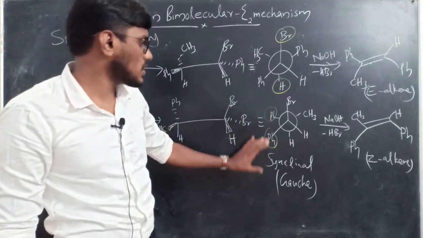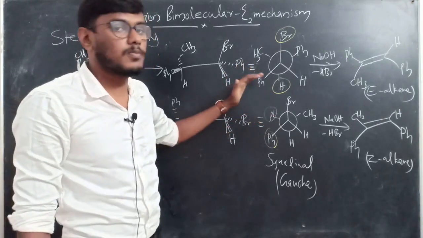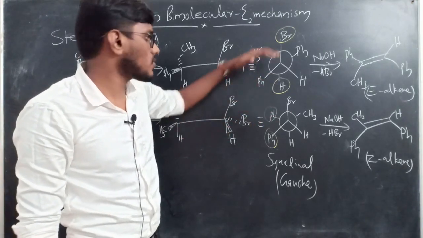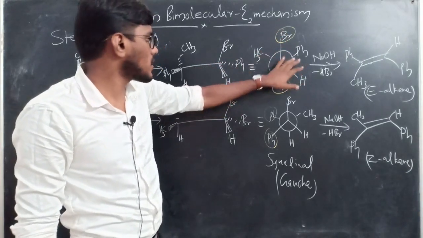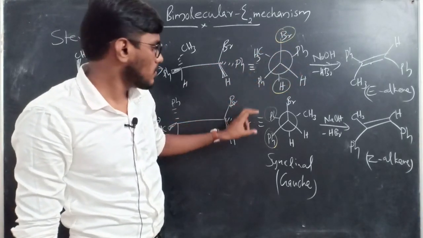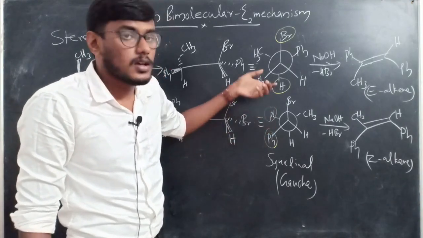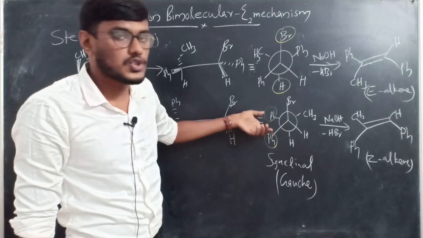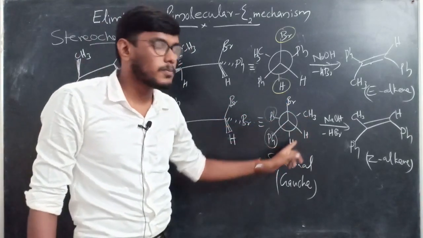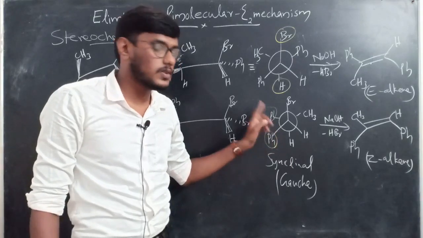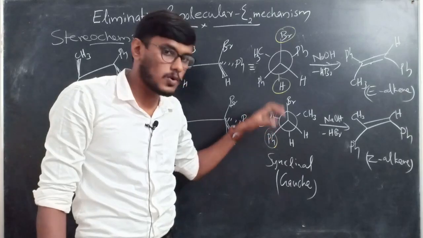Because of this Gauche conformation, a large number of molecules will adopt this conformation, because it is a stable conformation. Here the bulkier groups are in opposite directions, but here two bulkier phenyl groups are synclinal, so it is a little bit unstable and the molecules are in a relatively smaller proportion. The molecules with this conformation are in a very small proportion.